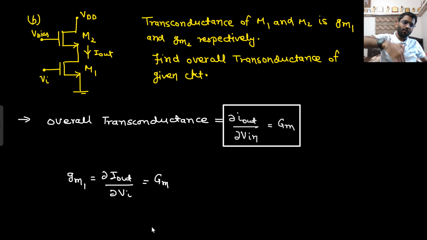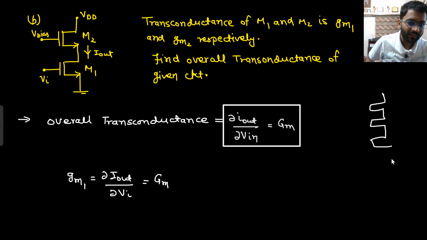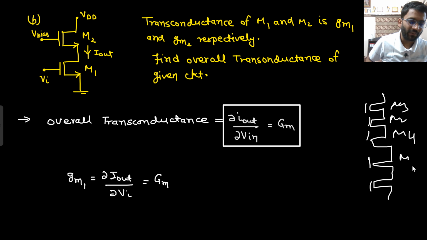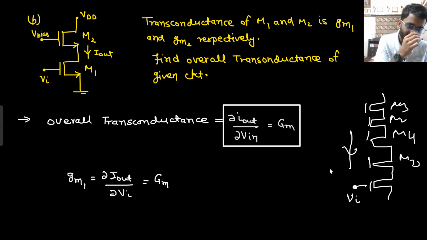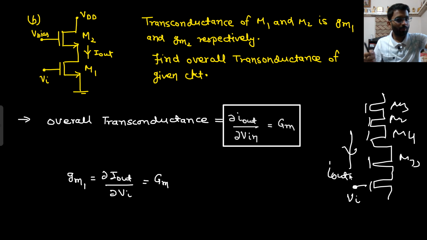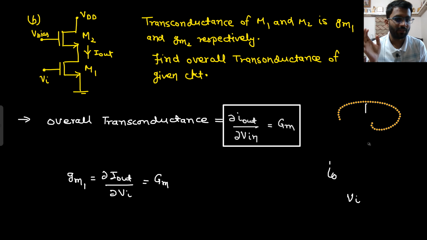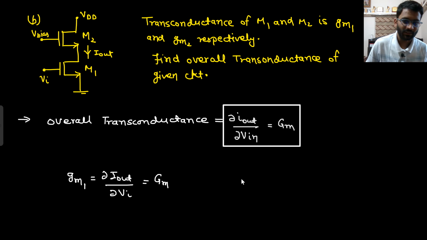And the same current will be flowing in all the transistors because they are in series. Let's assume I keep on adding up transistors, M3, M4, M5. But the final input is applied to this transistor only, and the same current is flowing. So the overall transconductance would be output current divided by input voltage, and the same transconductance will be there for M1 as well. Why so? Because it has the same output current and the same input. So your GM is small gm1 only. That's it. So this is your answer.